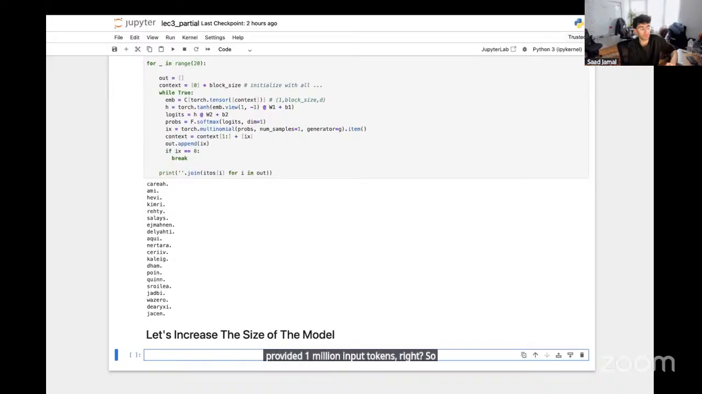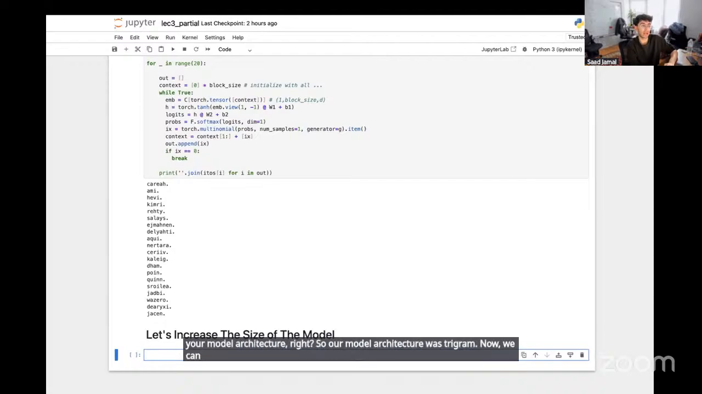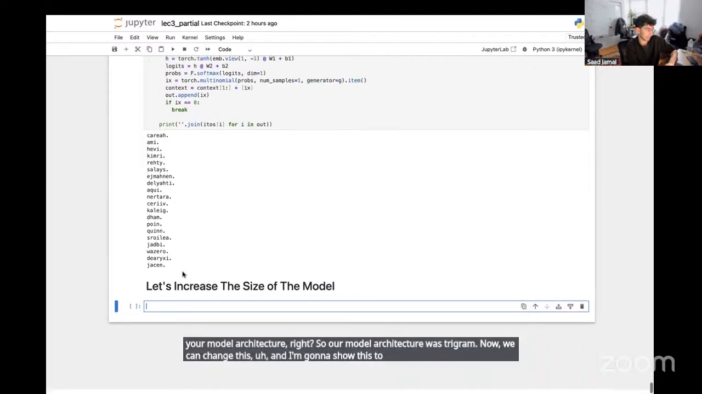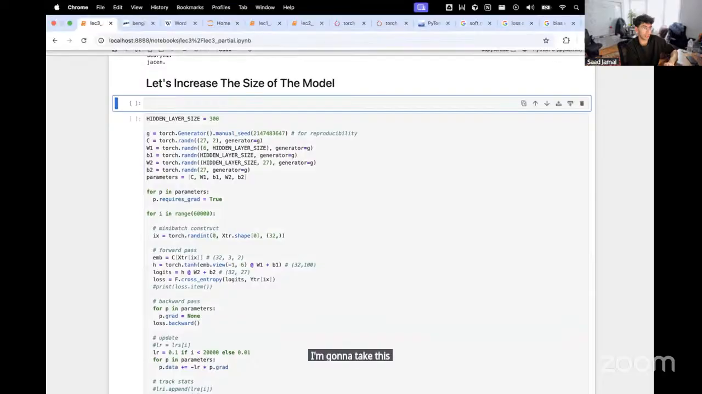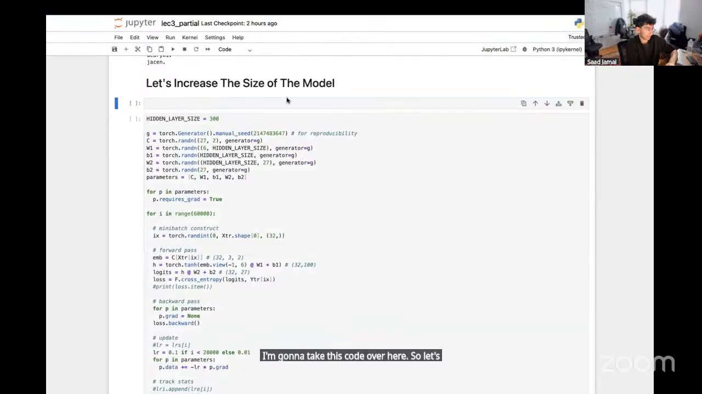So it has nothing to do with batch size. It has nothing to do with training time. Context size is a function of your model architecture, right? So our model architecture was trigram. Now we can change this, and I'm going to show this to you in just a second. I'm going to take this code over here. So let's grab the same X and Y.